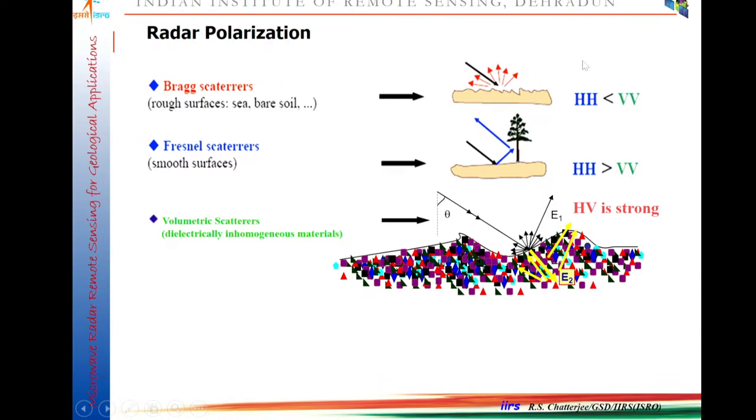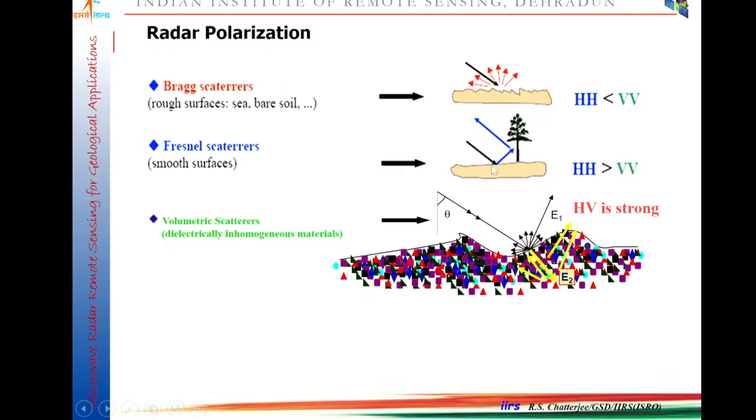So for such a surface, what will happen? For such a surface, your VV backscattered signal, that means the VV backscatter image intensity, will be greater than the HH backscatter image. So this VV image will look brighter than the HH image. But if the surface is smooth like this, and there are features that are dihedral in nature, like this feature, one face like this, another perpendicular to this, then what will happen?